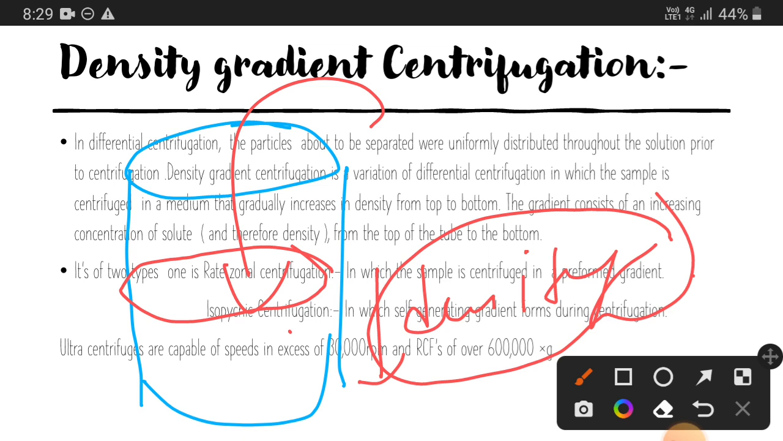So what is density gradient centrifugation? Density gradient centrifugation is a variation of differential centrifugation in which samples are centrifuged in a medium that gradually increases in density from the top to the bottom. The gradient consists of an increasing concentration of the solute, more specifically, from the top to the bottom. That is the definition of density gradient centrifugation.